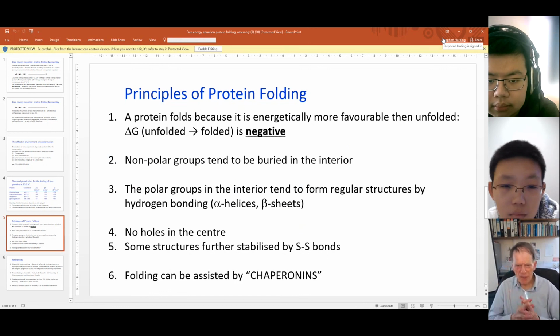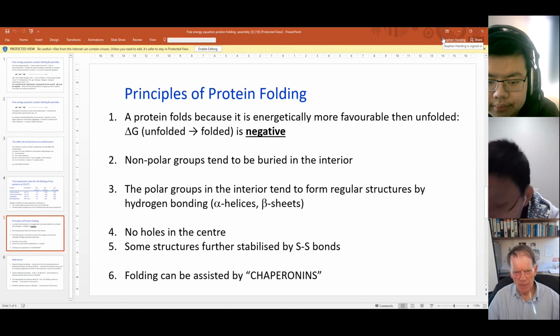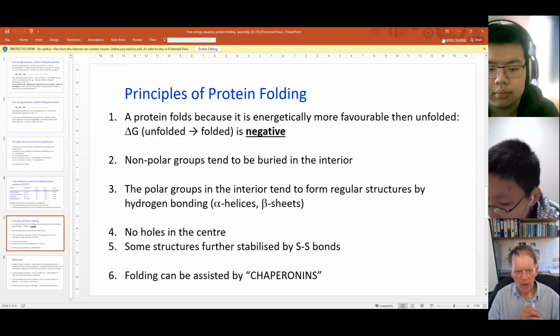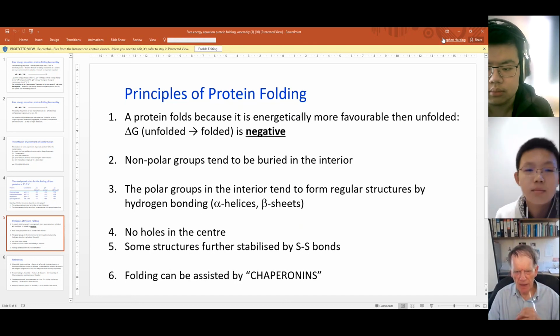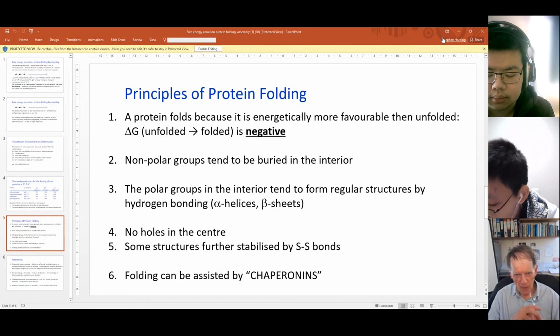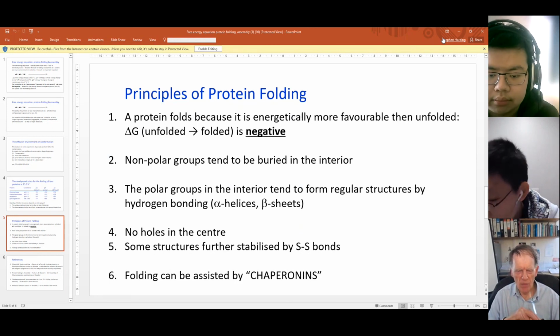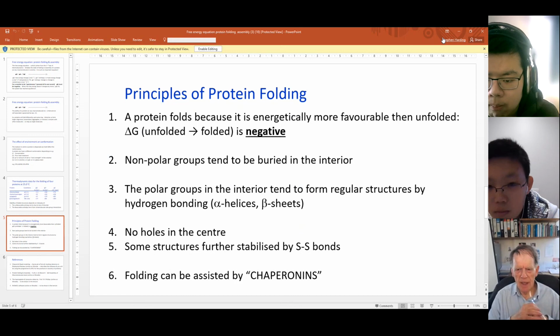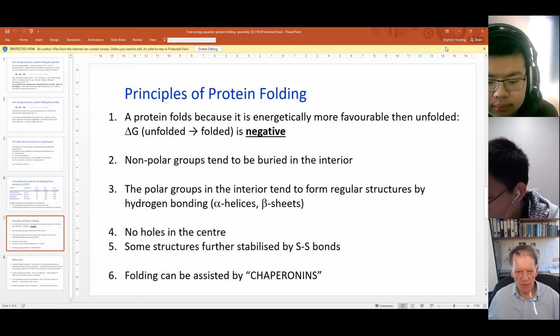And as we'll see again from the video by Professor David Phillips, a protein folds because it is energetically more favorable to fold than unfolded. So delta G is negative. Non-polar groups tend to be buried in the interior of the molecule, because the interaction with water is thermodynamically unfavorable. The polar groups are on the outside generally, but you can also find them in the interior, and they can do that by forming regular structures. So they compensate their polar residues by forming hydrogen bonding between them.